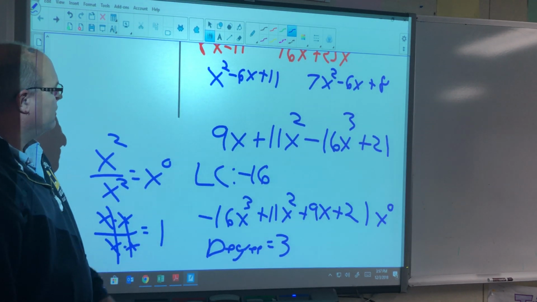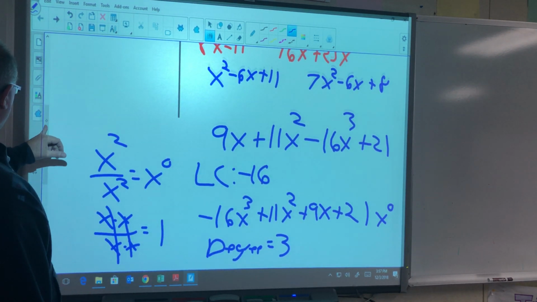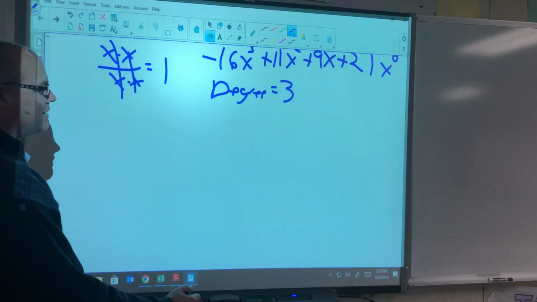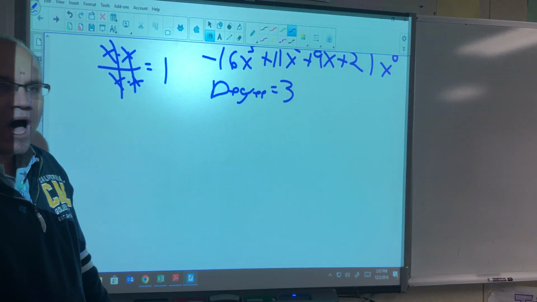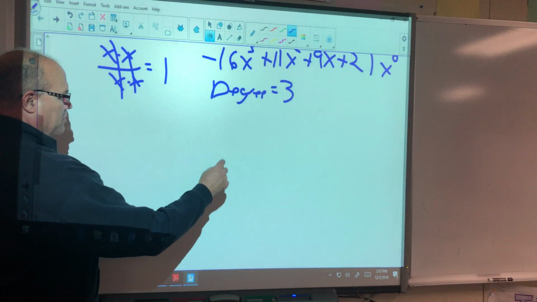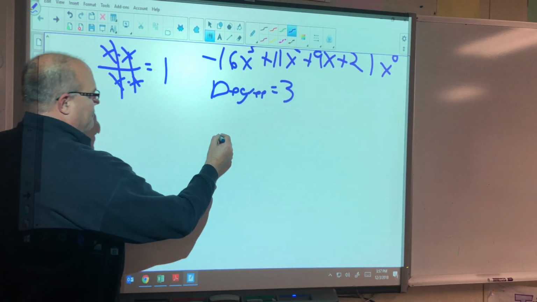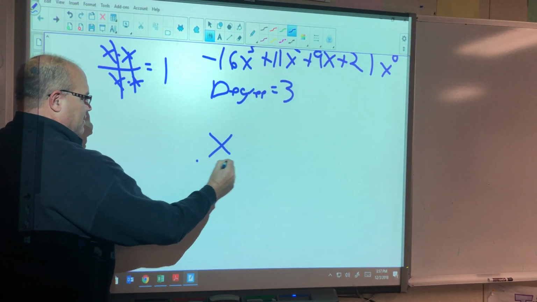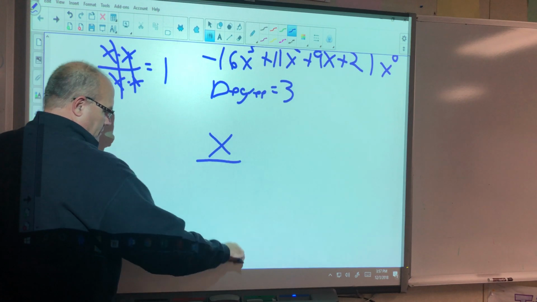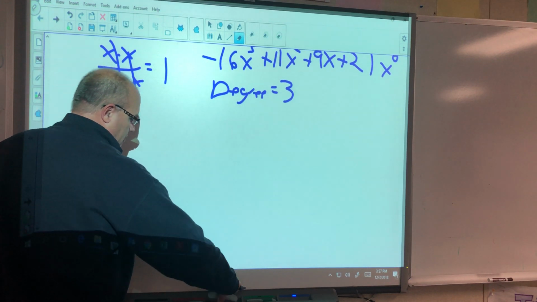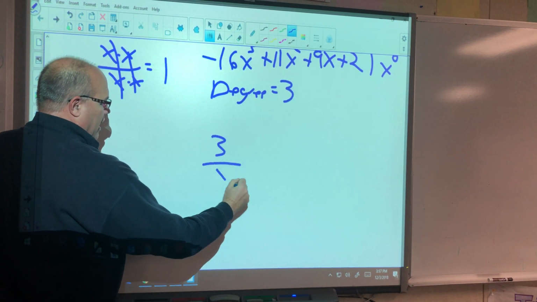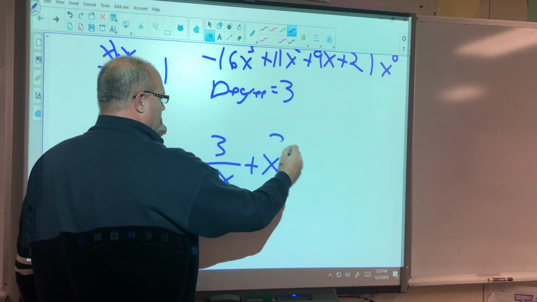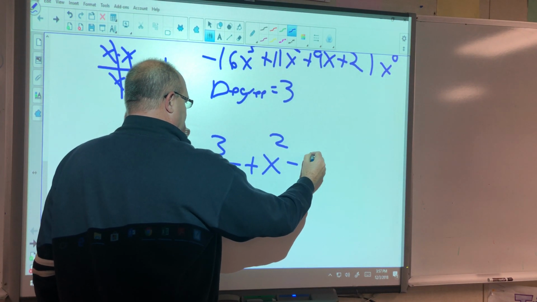All right, let's do another example. Let's do an example of one that's not a polynomial that people get confused by. How about if I have this? I have 3 over x plus x squared minus 17.